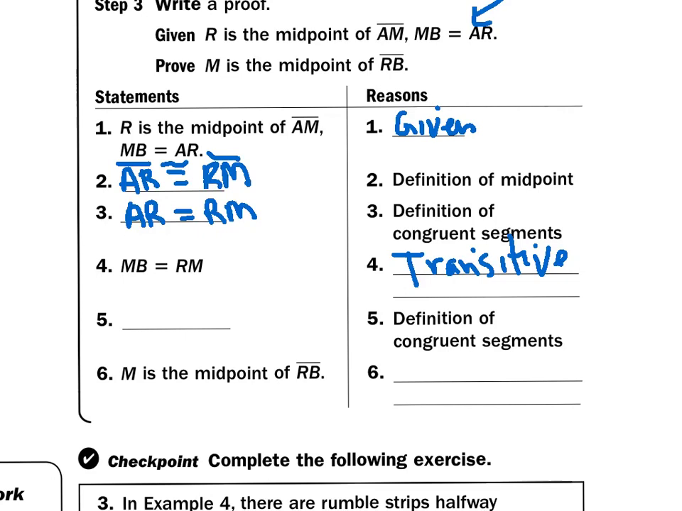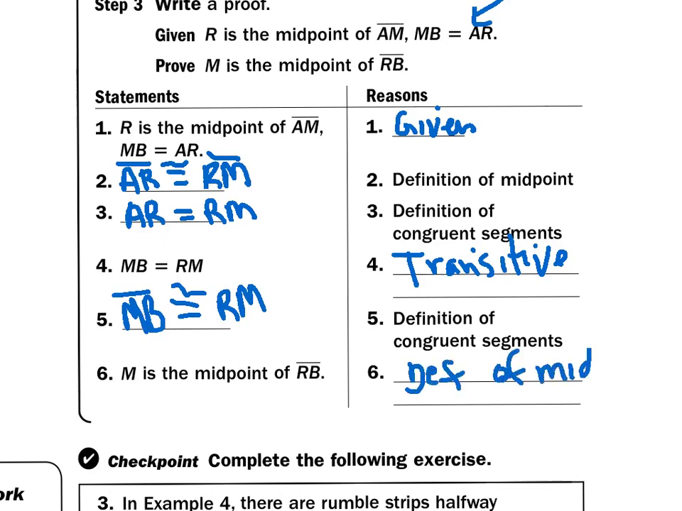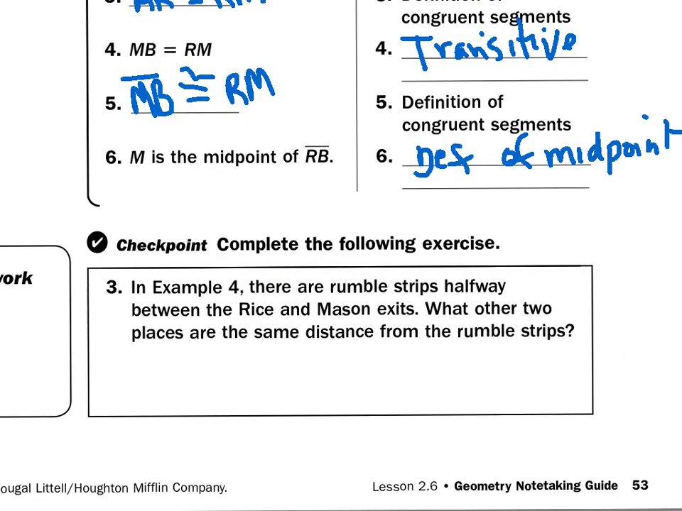Okay, now what do we need to know? We need to know that the measure of MB segment is congruent to RM, because that's what congruent segments mean. And then therefore, M is the midpoint of RB, because that's the definition of a midpoint. Okay, go ahead and do your checkpoints.